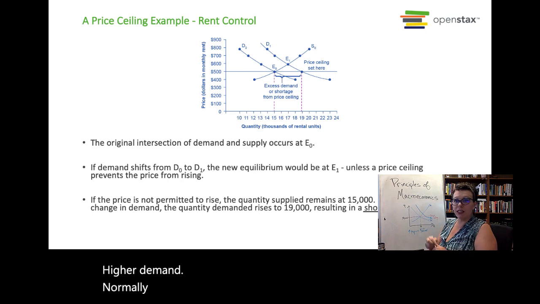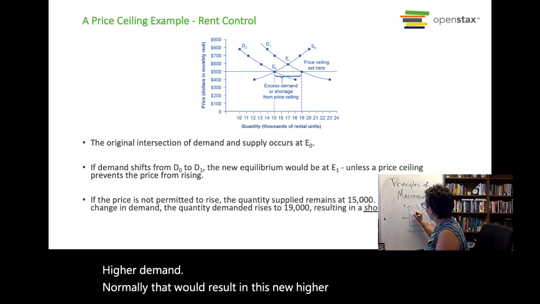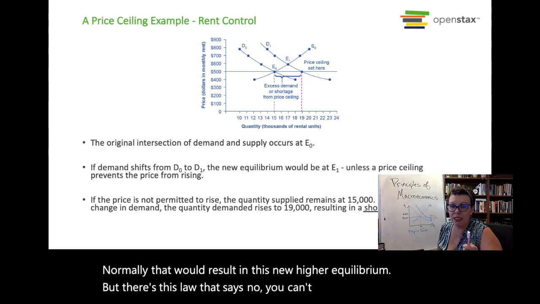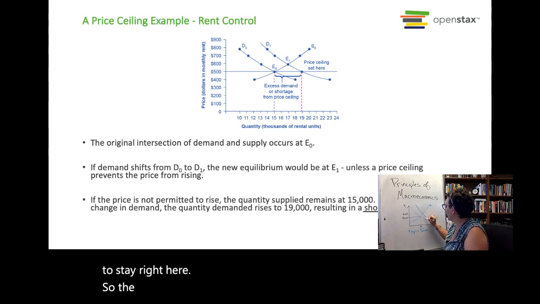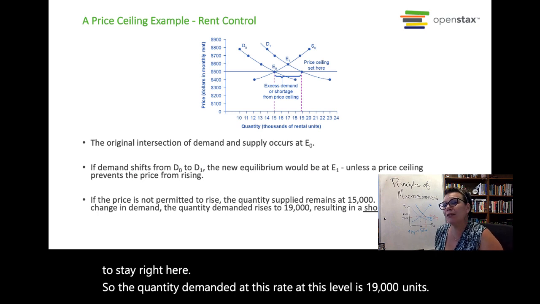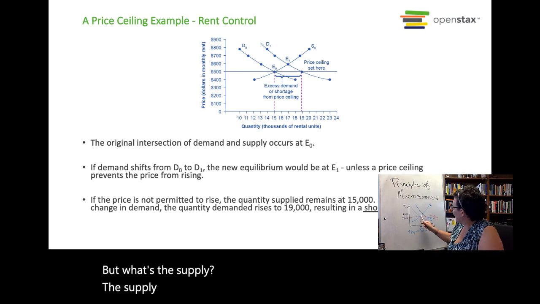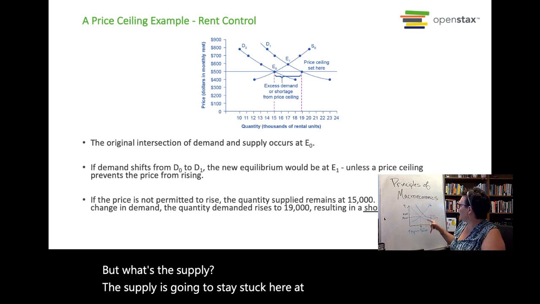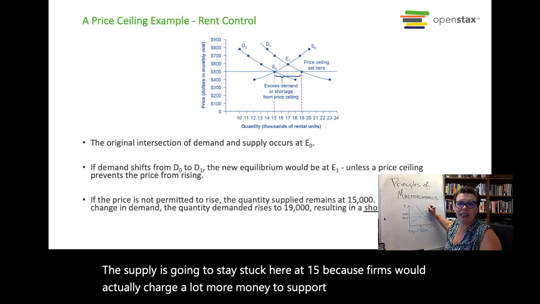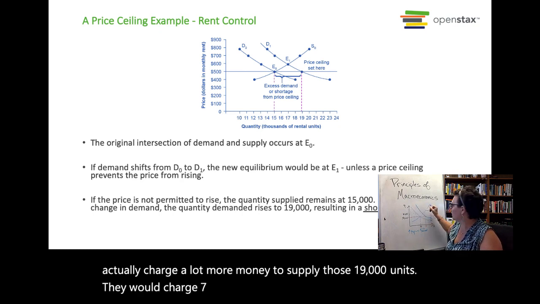Normally, that would result in this new higher equilibrium. But there's this law that says, no, you can't raise prices. Rents have to stay right here. So the quantity demanded at this level is 19,000 units. But what's the supply? The supply is going to stay stuck here at 15 because firms would actually charge a lot more money to supply those 19,000 units. They would charge $700, right?